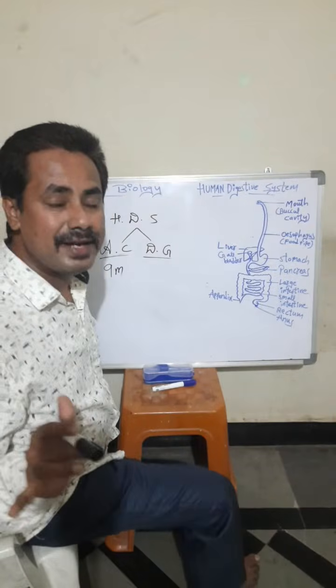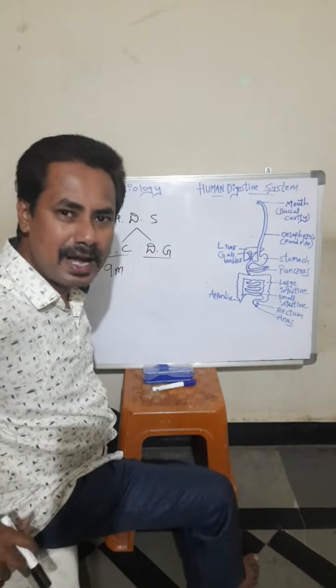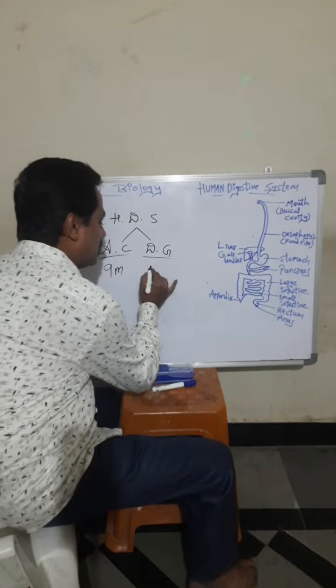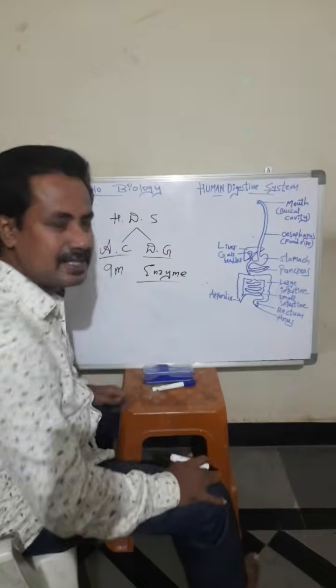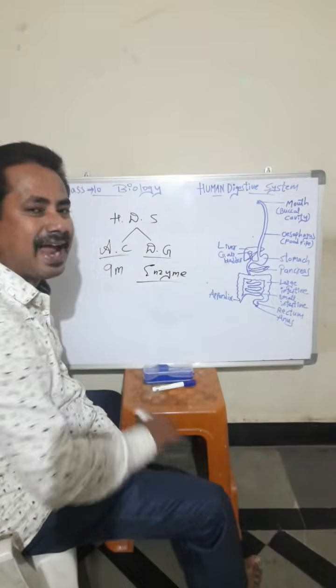Saliva contains salivary amylase. So what is salivary amylase? It is an enzyme, students. Enzyme. Just now I said a chemical substance is released by a digestive gland, the salivary gland.